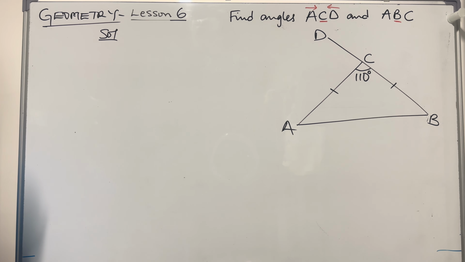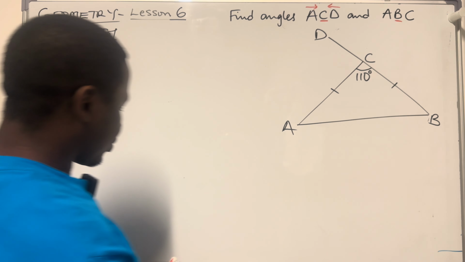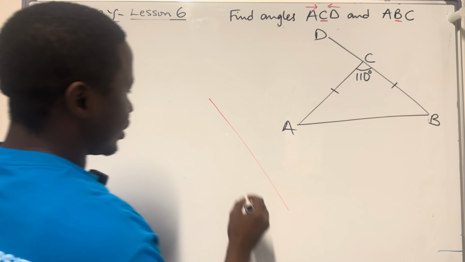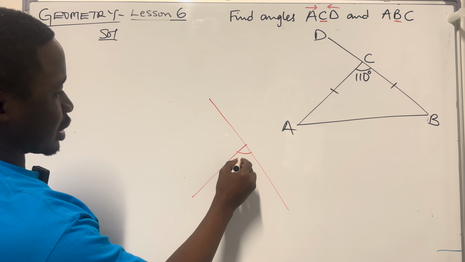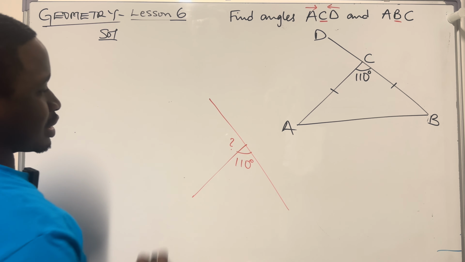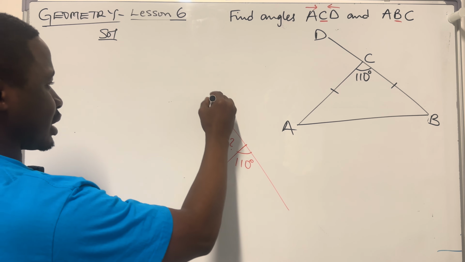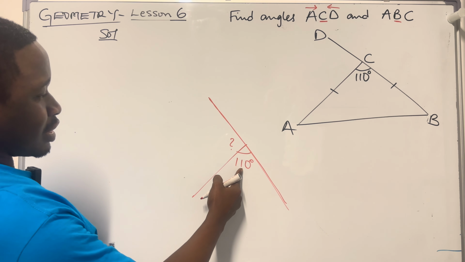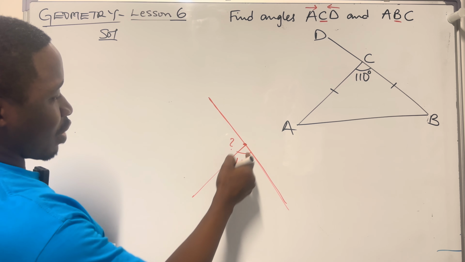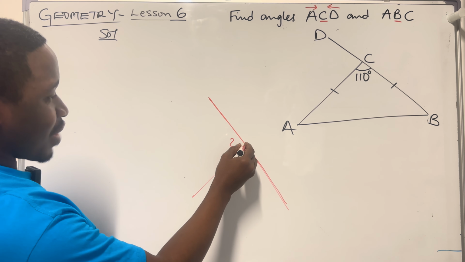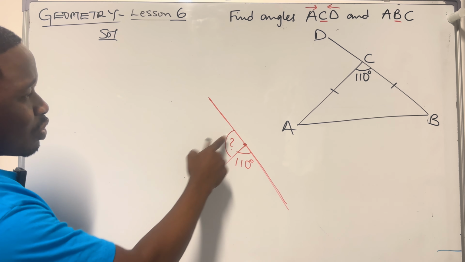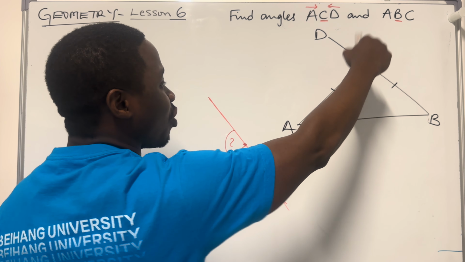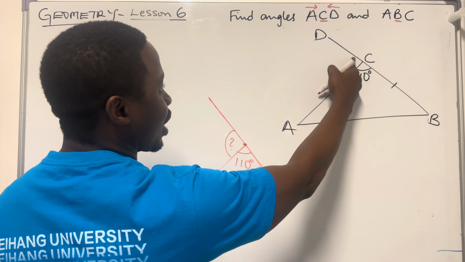When we look at this one here, we have this line, then we have this one as 110, and we want to find this. You can see that this is a straight line. Look at the vertex for the angle 110. This is the same vertex for the angle that we want to find, which is ACD. It is the same meeting point, which we call the vertex, for the required angle.